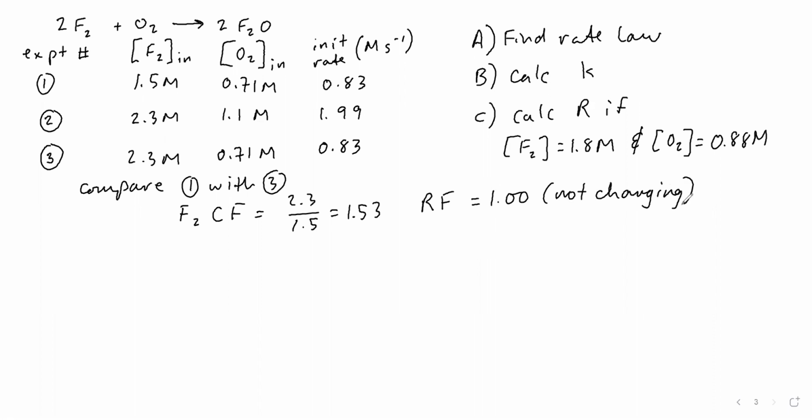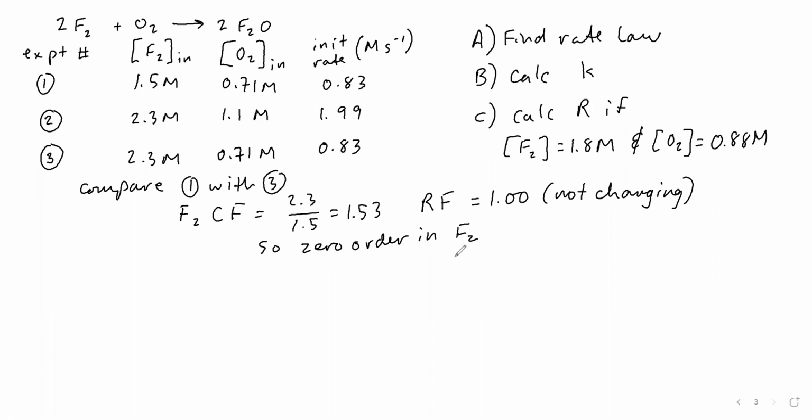And I immediately recognize that when a concentration changes, but the rate doesn't respond, the reaction must be 0 order in that reactant that was changing. So when F2 changes, nothing happens to the rate. So my conclusion is 0 order in F2.